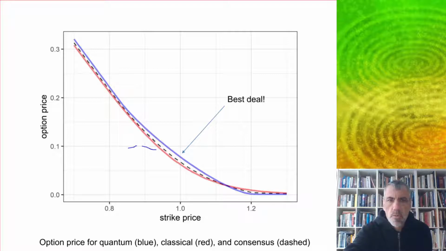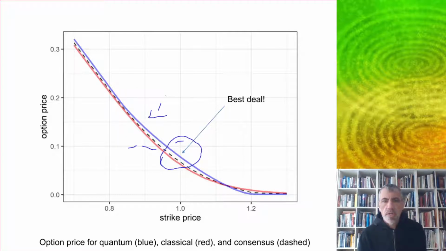But for the quantum one in blue here, the most noticeable difference is right here for strike prices which are close to 1, normalized strike price. So what this means is that for these prices, the quantum model is saying the price should be higher, and therefore the consensus price, which is shown by this dashed line, is going to appear to be rather a better deal, and so you would expect more interest in this.